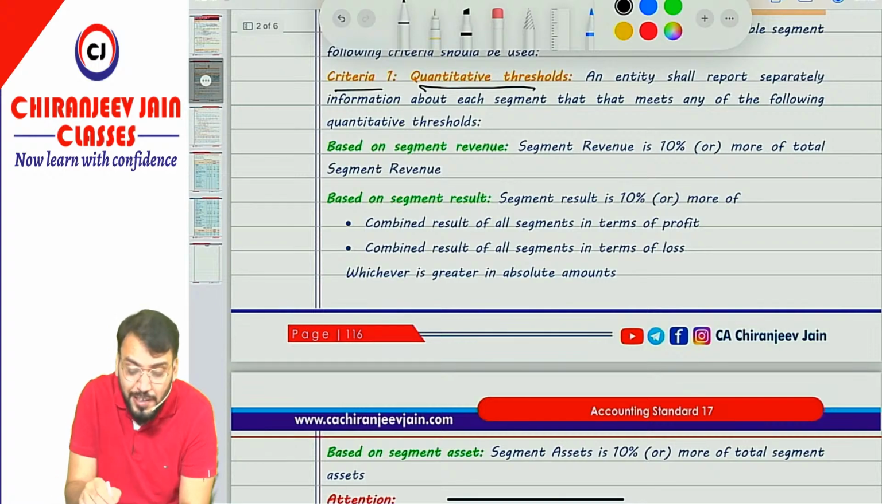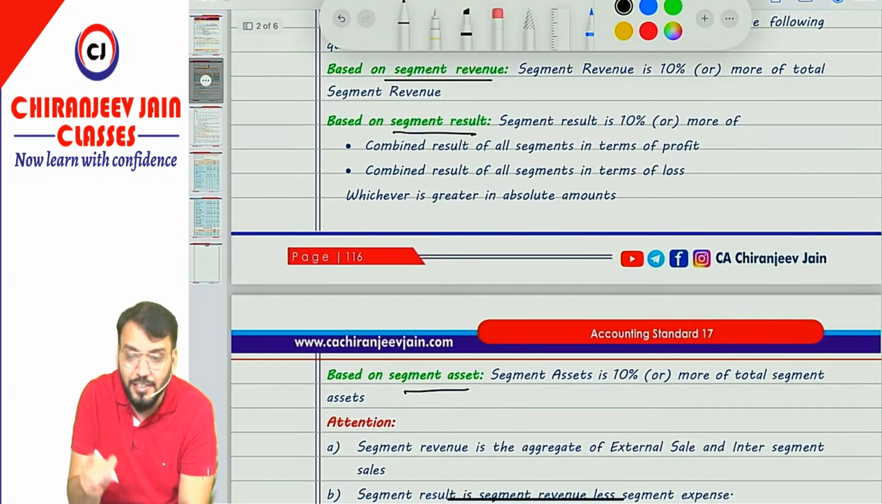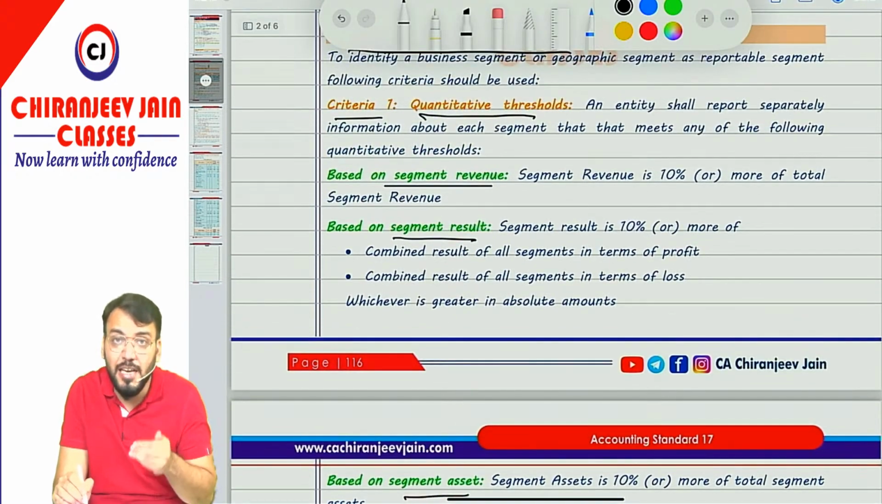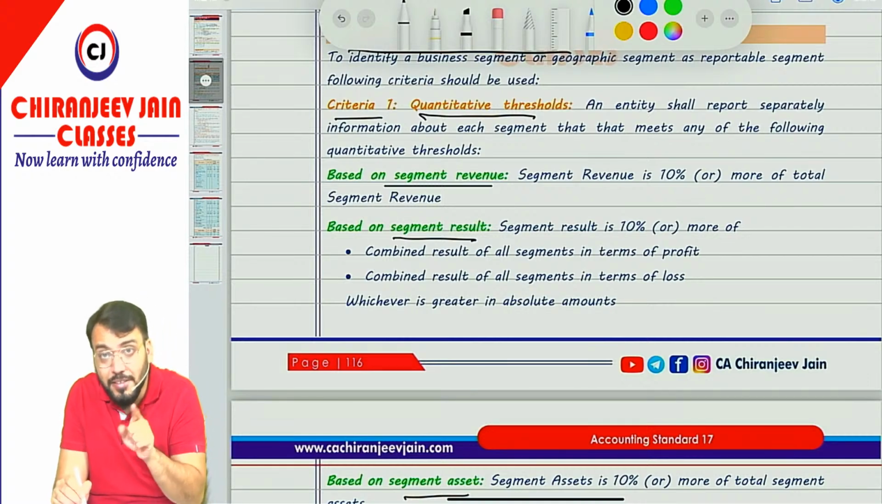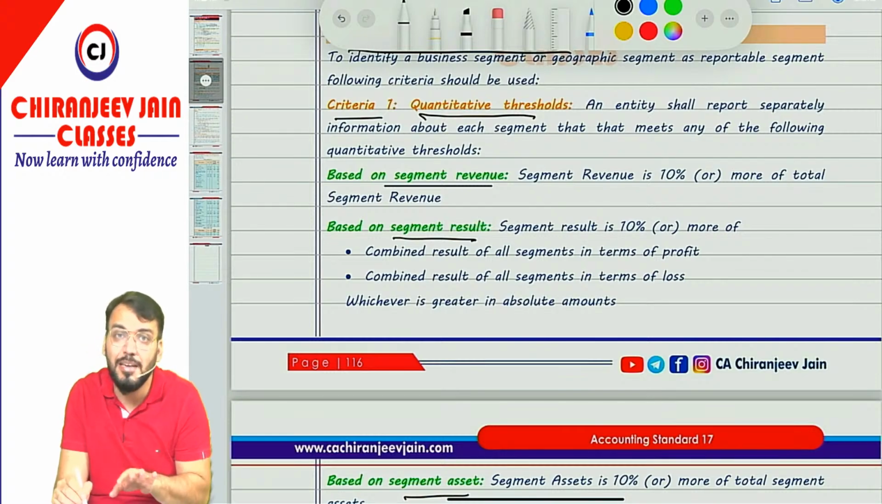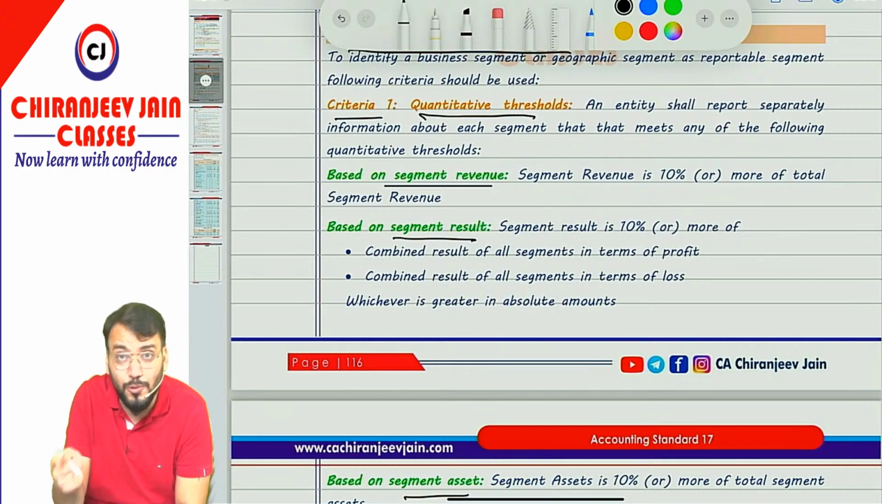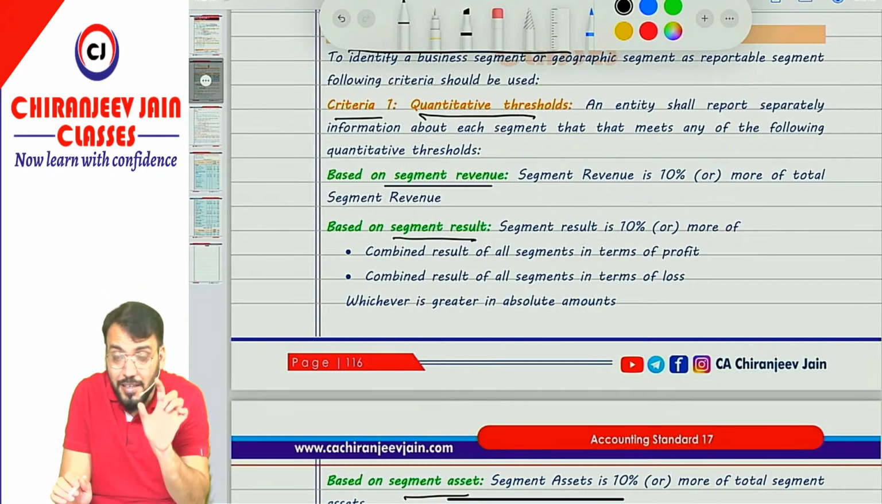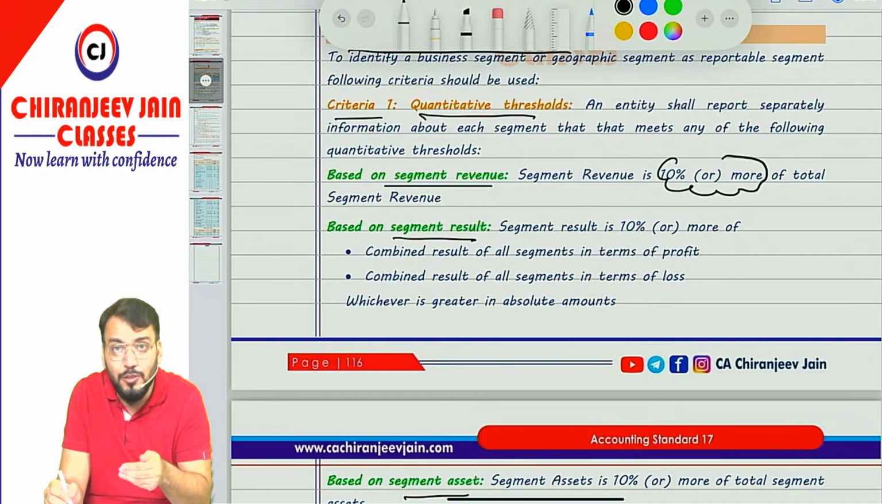Now the quantitative threshold is based on three particular points: the segment revenue, the segment result, and the segment asset. Based on segment revenue, segment revenue is the aggregate of external sale plus inter-segment sale. So in this chapter, segment revenue will be external sale as well as inter-segment sale. What AS17 wants to say is that if any segment's revenue is 10% or more of total segment revenue, that will be a reportable segment. So the limit is 10% or more of total segment revenue.